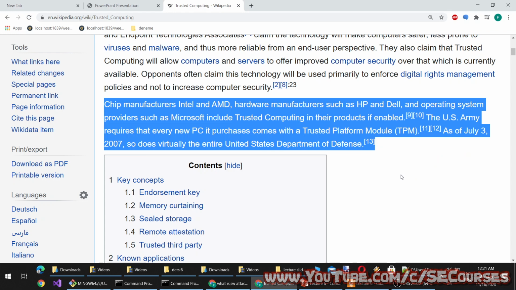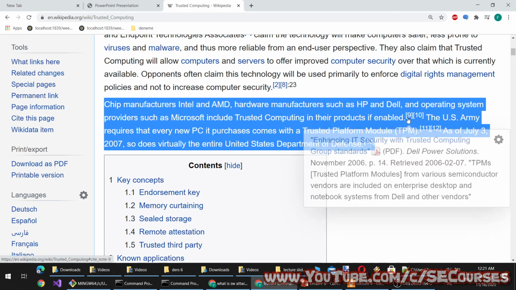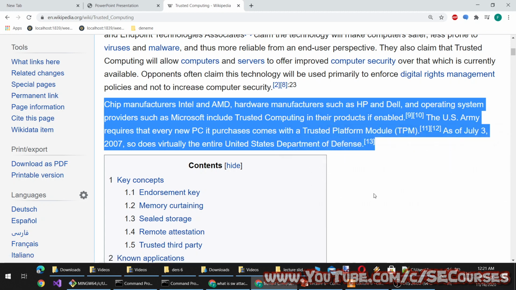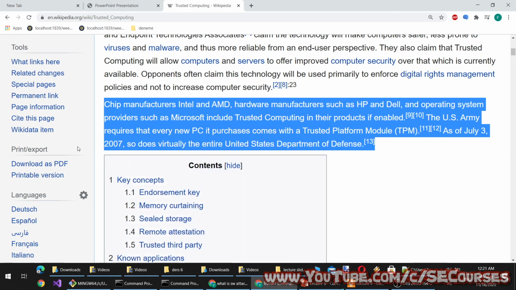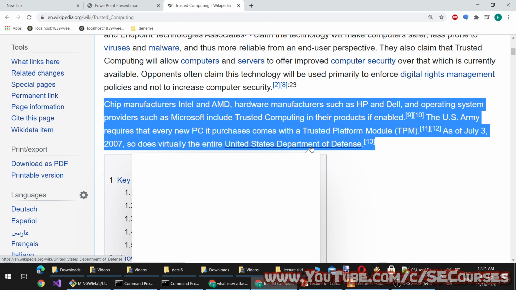Chip manufacturers Intel and AMD, hardware manufacturers such as HP and Dell, and operating system providers such as Microsoft include trusted computing in their products if enabled. The U.S. Army requires that every new PC it purchases comes with a Trusted Platform Module (TPM). As of July 3, 2007, so does virtually the entire United States Department of Defense.